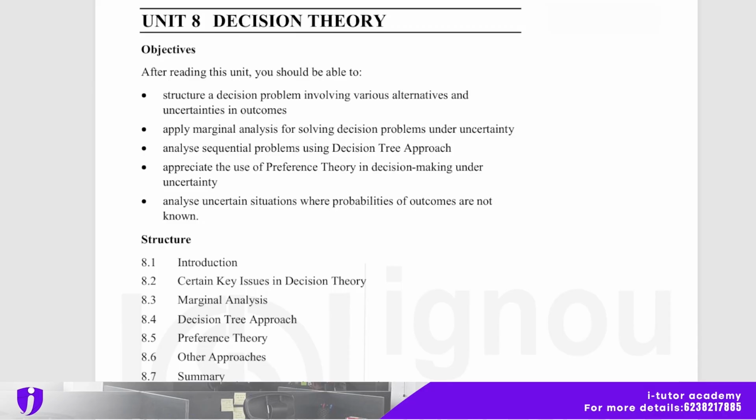After reading this unit, you should be able to structure a decision problem involving various alternatives and uncertainties in outcomes, apply marginal analysis for solving decision problems under uncertainty, and analyze the sequential problem using decision tree approach. Appreciate the use of preference theory in decision making under certainty. Analyze the uncertain situation where probabilities of outcome are not known.